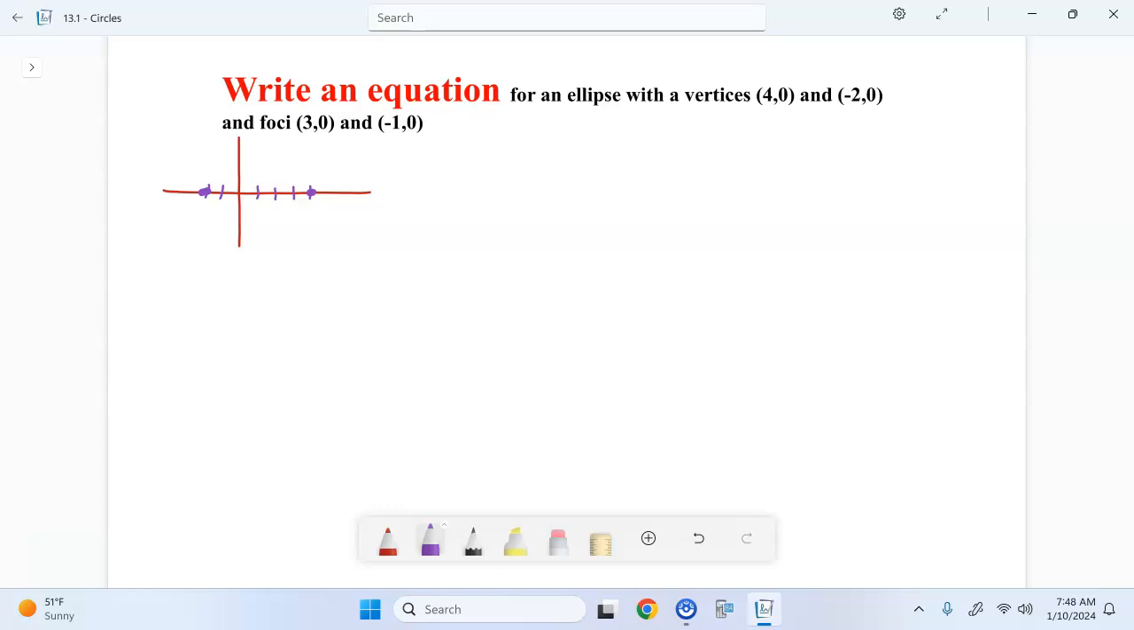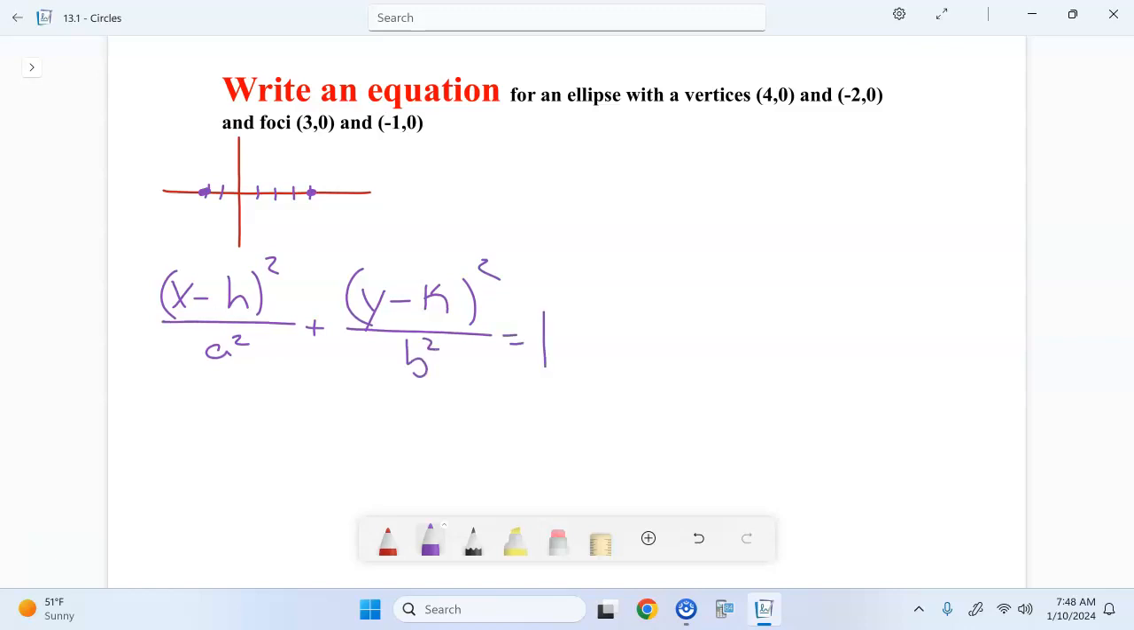So since it's horizontal, we're going to have the A value under our X term. So we're going to be using the equation where A is under our X term and B is under our Y. So we're going to be using that formula. So we need the values of H, K, and A, and B. So given the vertices, we can also identify where our center is going to be located. Given those two vertices, where do we think our center will be?